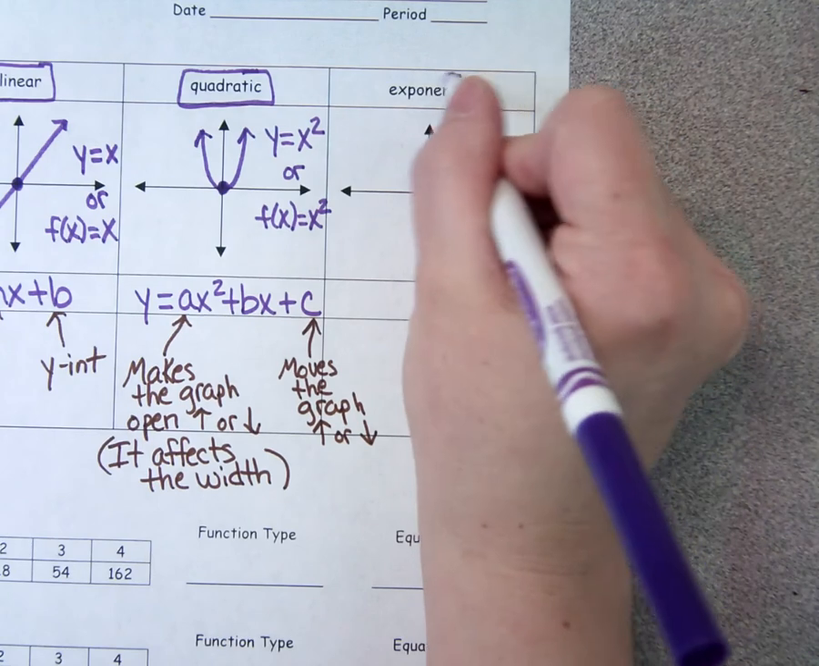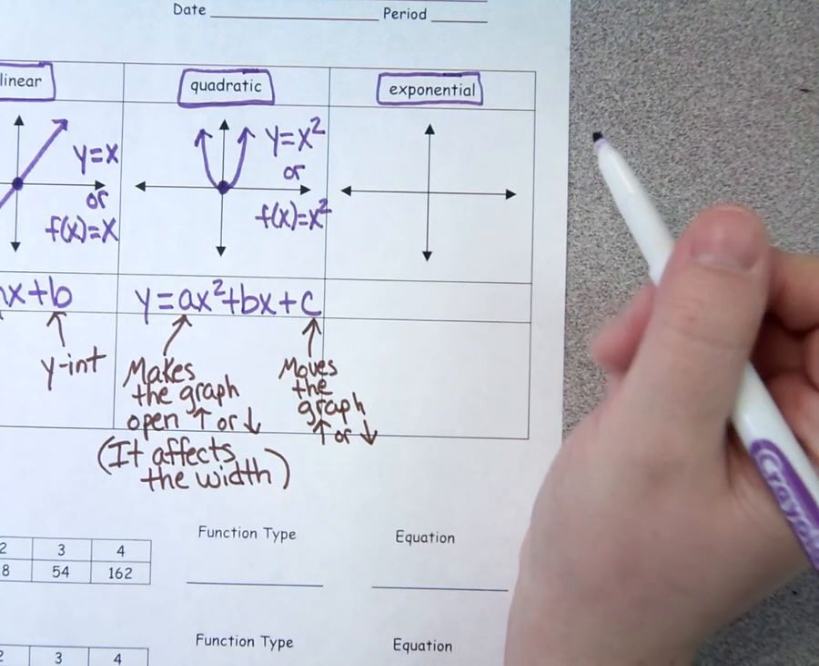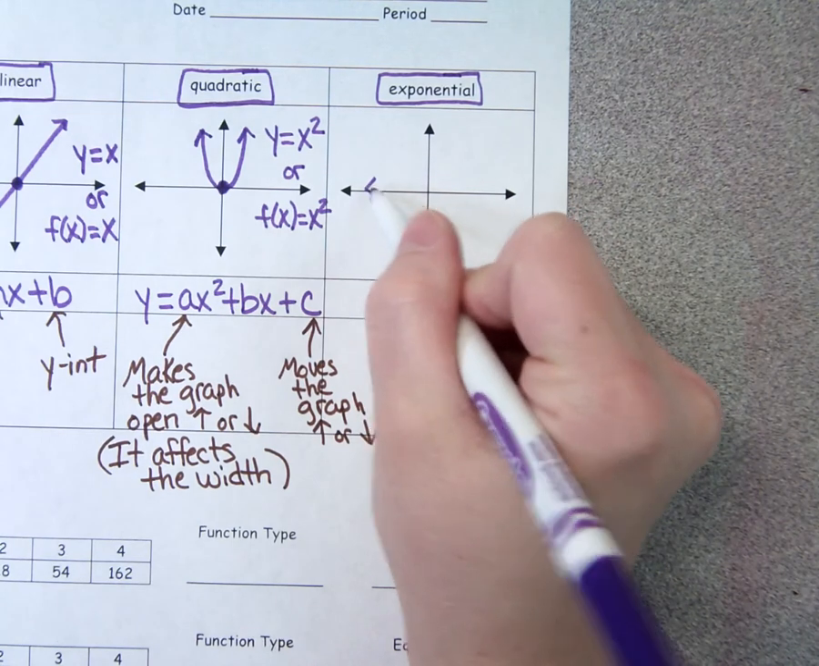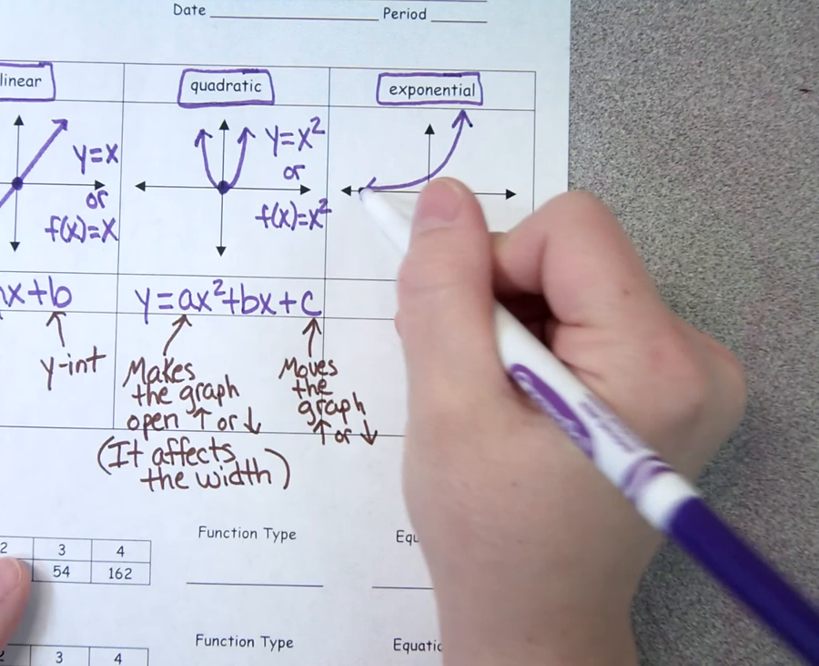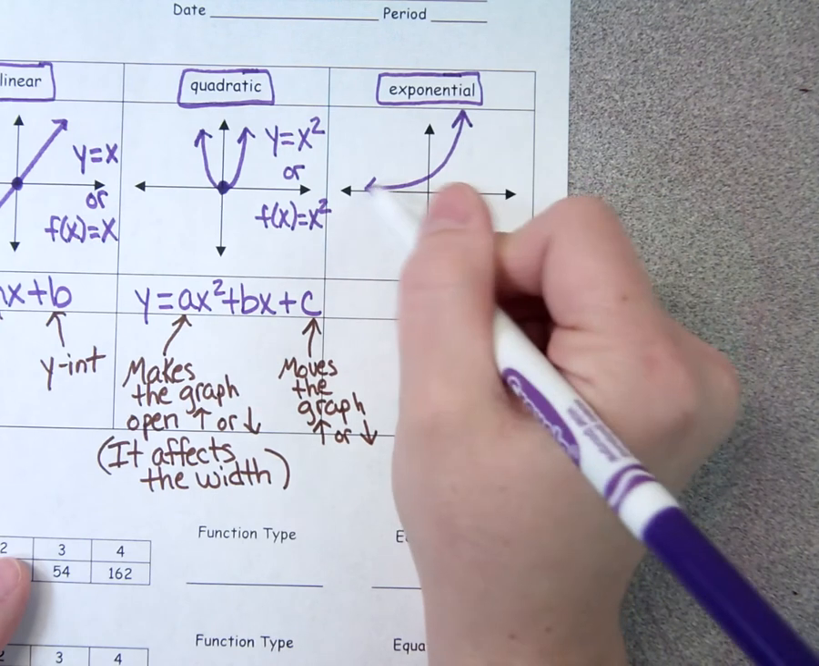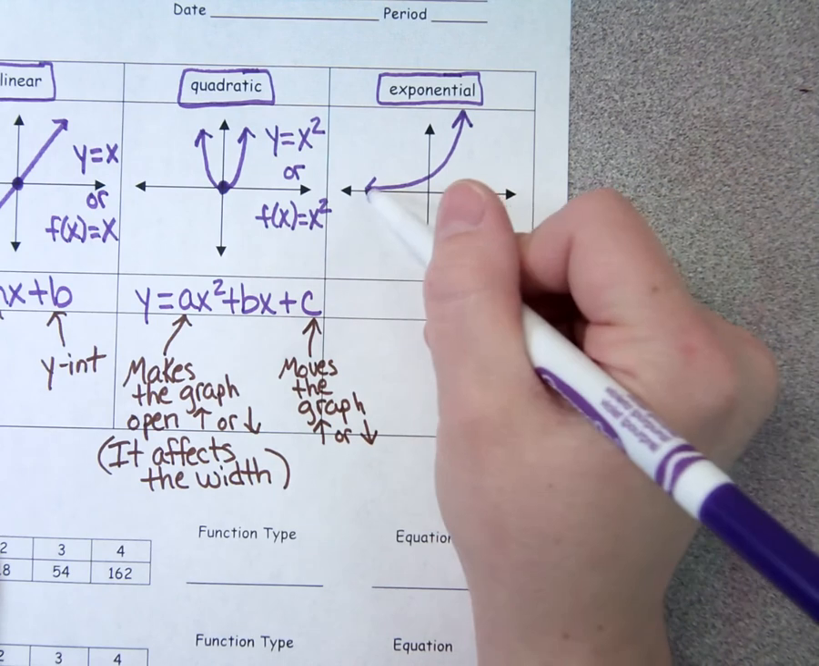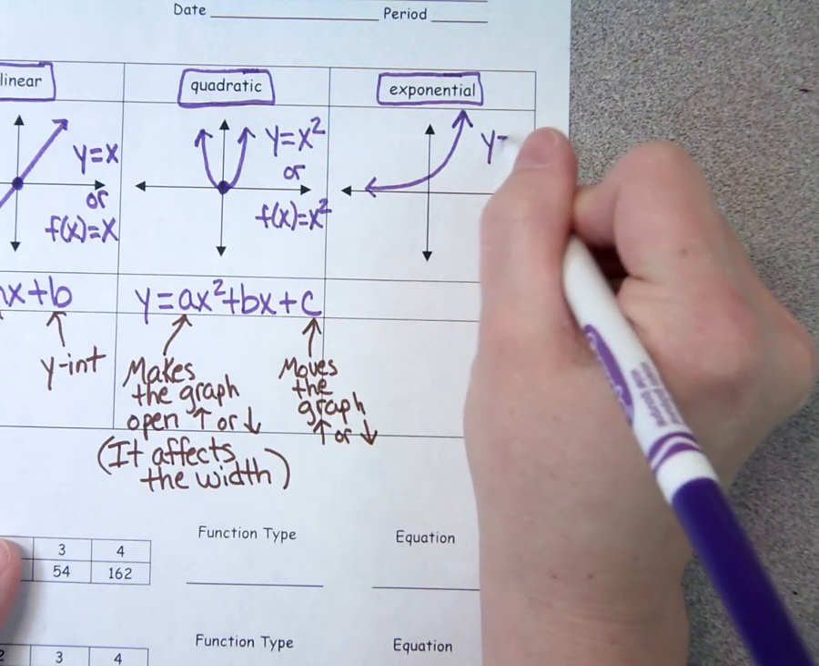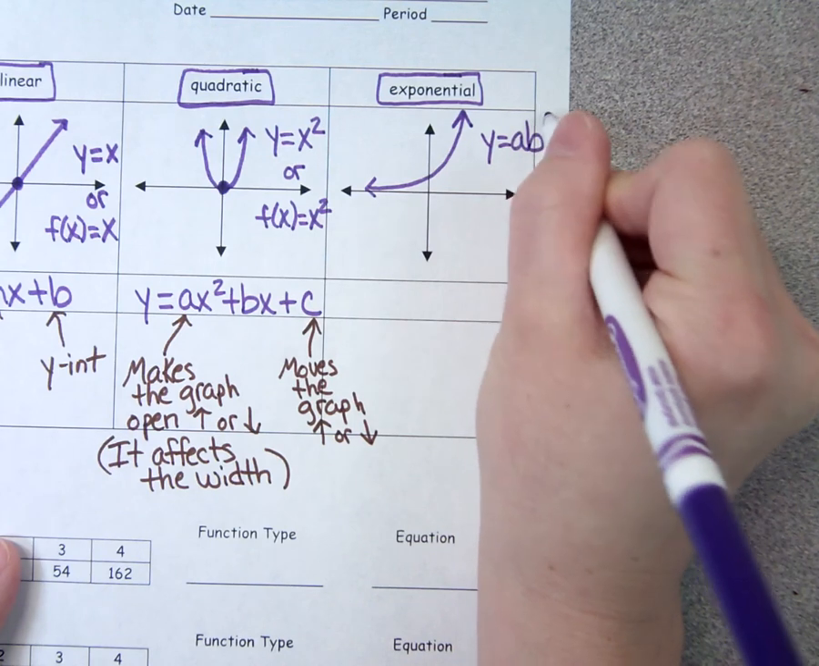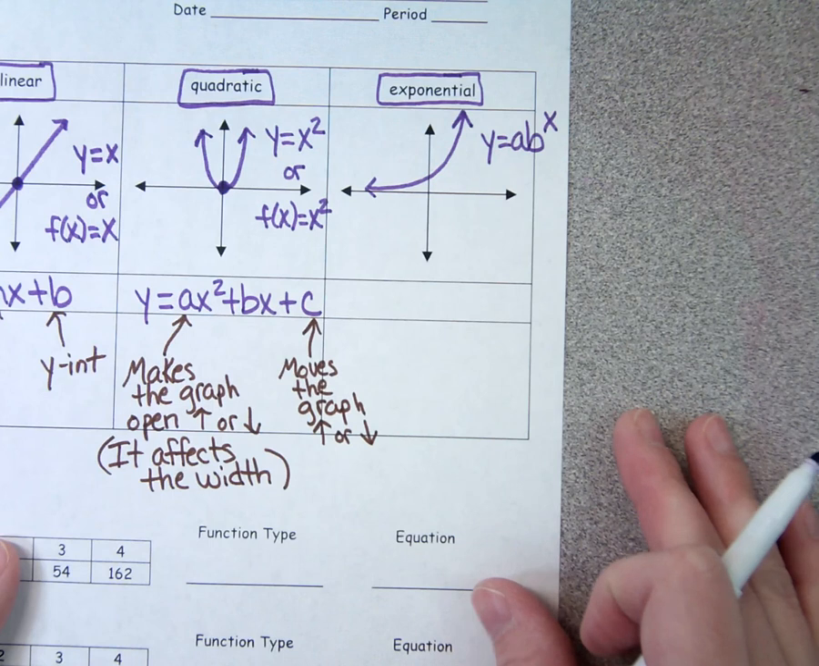Exponential. We talked about this at the very beginning of the year, but we really haven't done much with the exponential graph. So I'm going to show you the exponential graph. It looks like this, and this is actually representing exponential growth. Later I'll show you what exponential decay looks like, but this is our exponential graph, and its parent is y equals ab raised to the x.